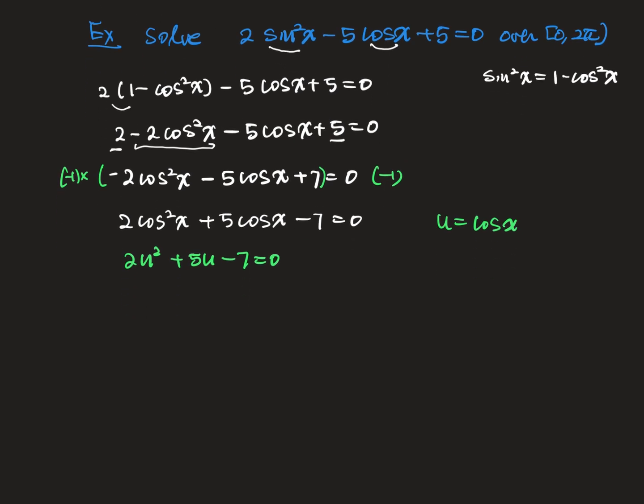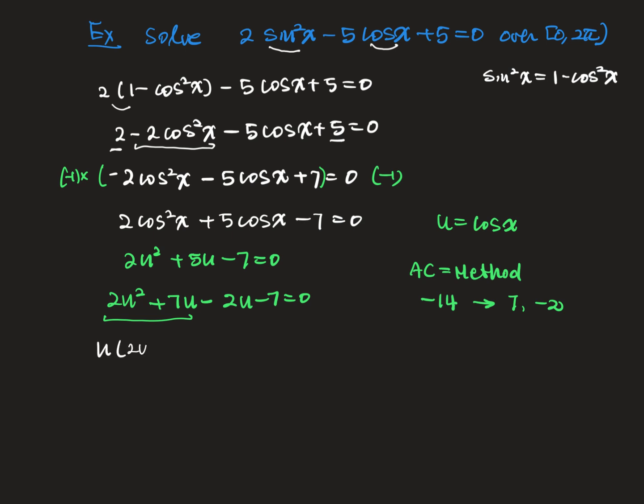So you want to do the AC method again, right? You see negative 14. What are the two factors of negative 14 that add to 5? It's going to be 7 and negative 2. So you have 2u squared plus 7u minus 2u minus 7 equals 0. For the first two terms, the common factor is u: u times (2u plus 7). The second two terms have common factor negative 1: negative (2u plus 7). So you have (u minus 1)(2u plus 7) equals 0.